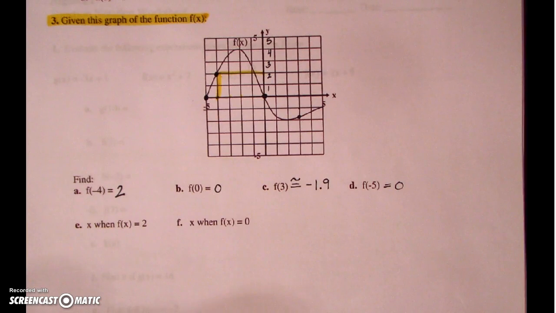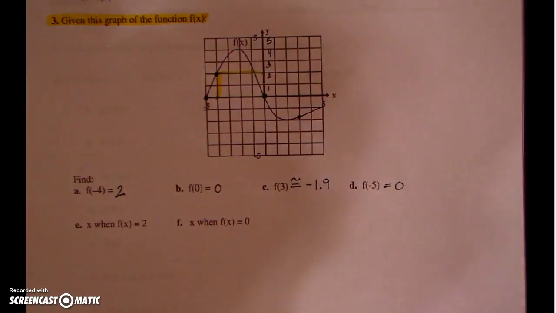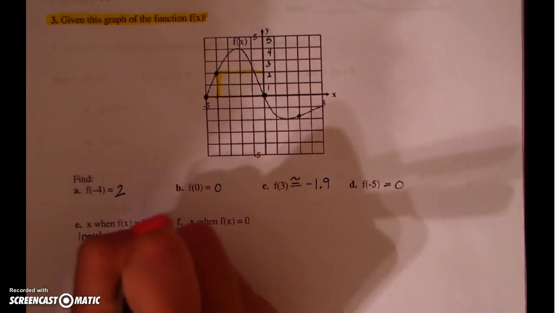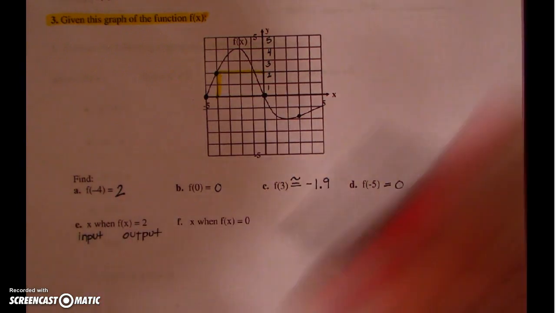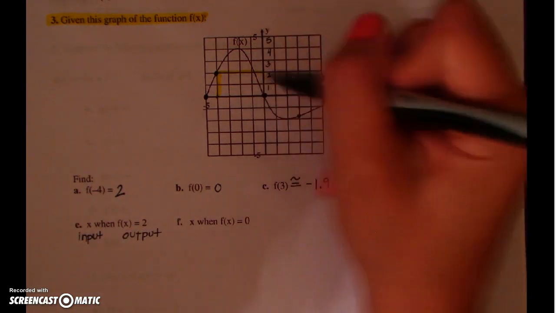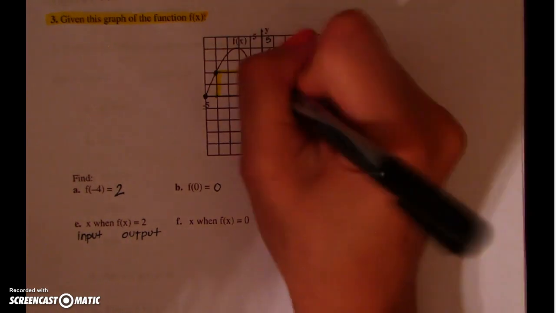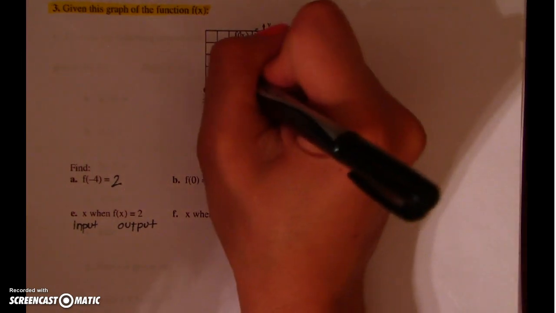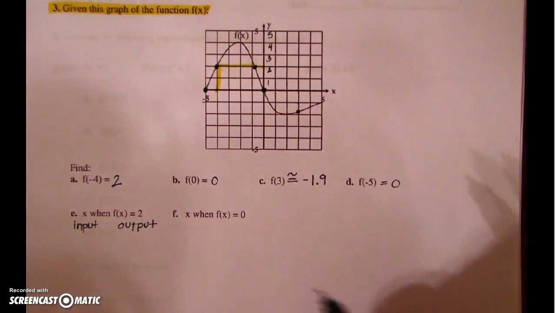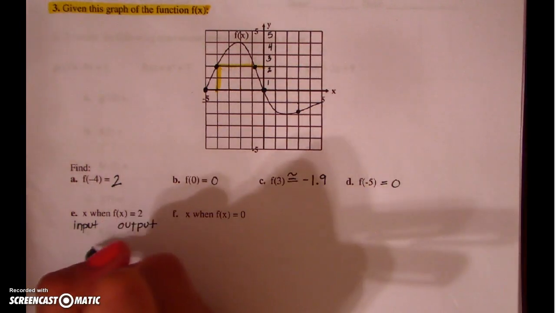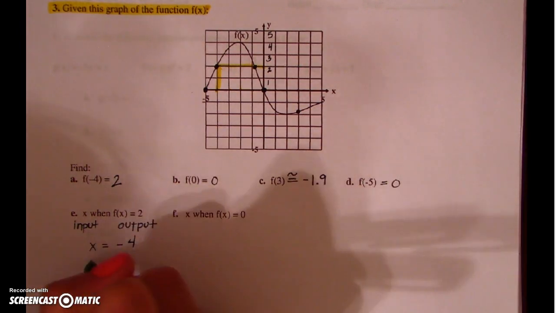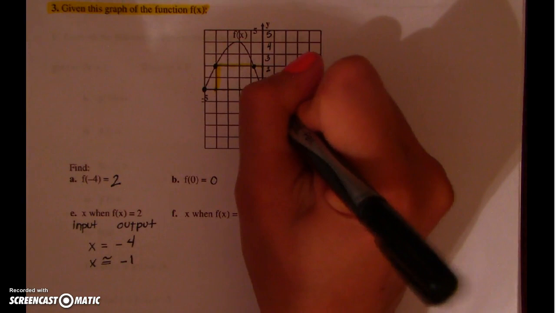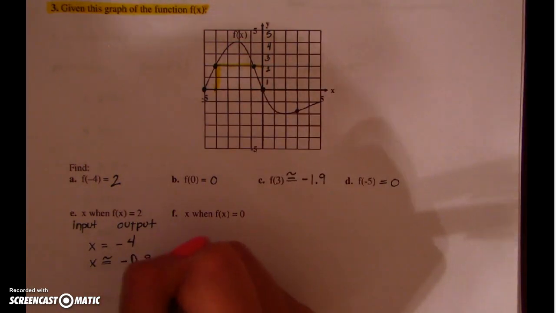Okay, and then to finish this off, letter E, it says x when f of x is equal to 2. So what is your input when your output is equal to 2? So we're going to look at the y values. So when y is equal to 2, we've got two values. One here at -1.9 probably, and then one here at x equals -4. So x equals -4, and x is approximately equal to, sorry, I said 1.9, it should be -0.9 or 0.8.